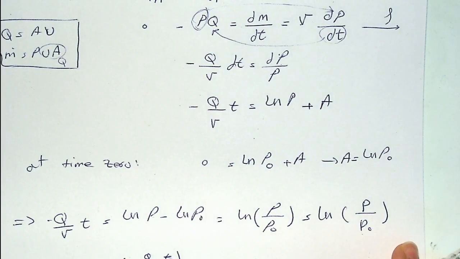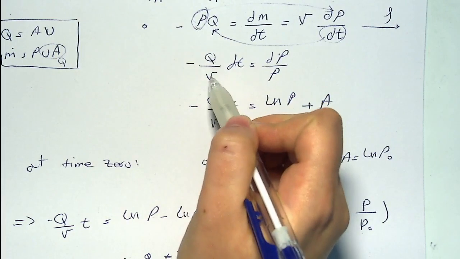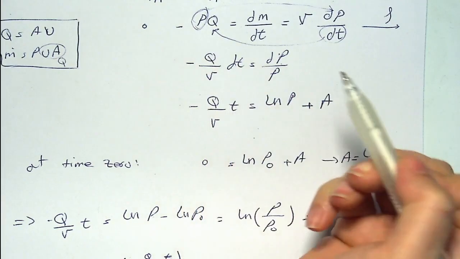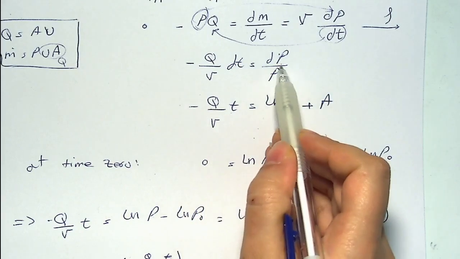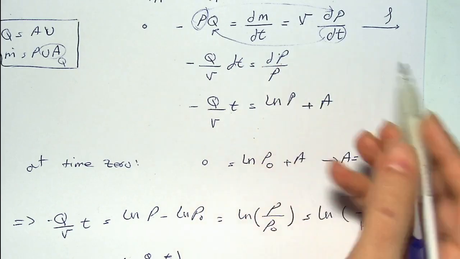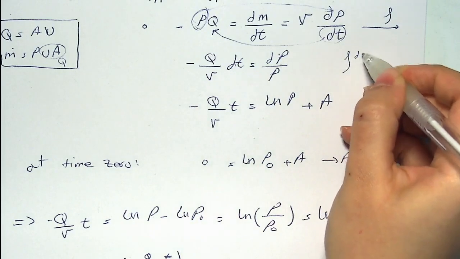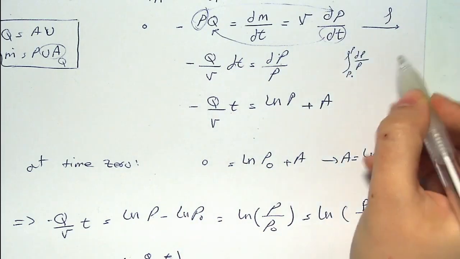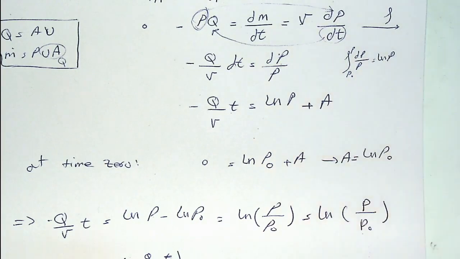So now you can integrate. If you have an integral here, q is constant, v is constant, you would only have dt, and the integral of dt is actually t. That's why you see a t here. On the right hand side, rho is changing, so it's the integral of d rho over rho from rho 0 to rho at any time, and that is the ln of rho.